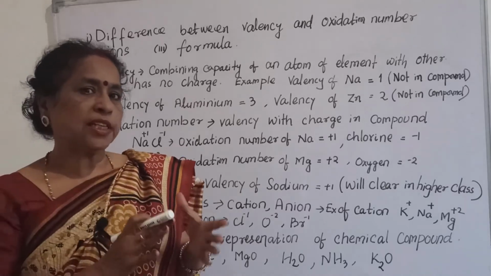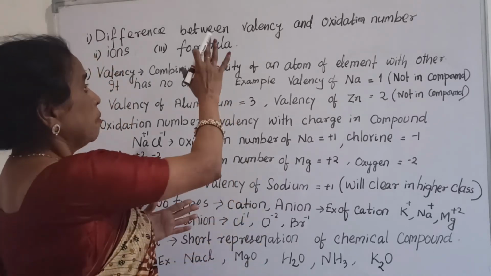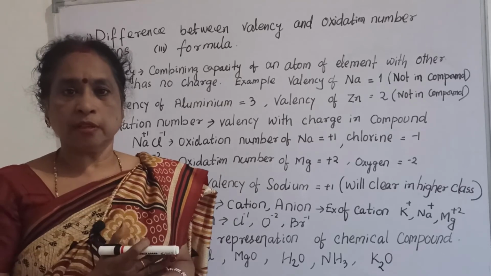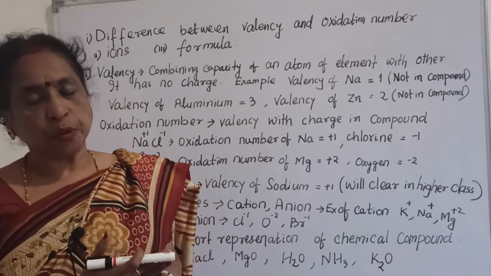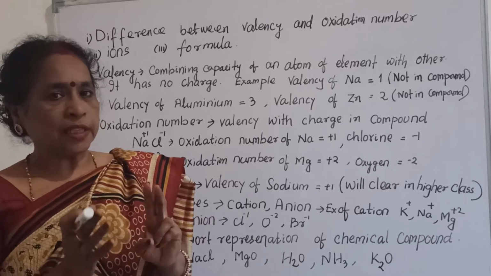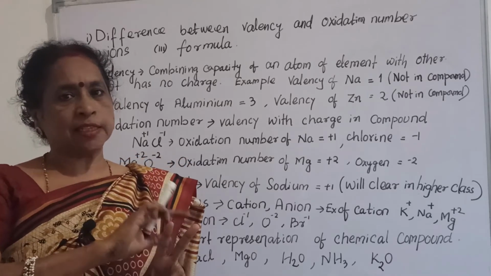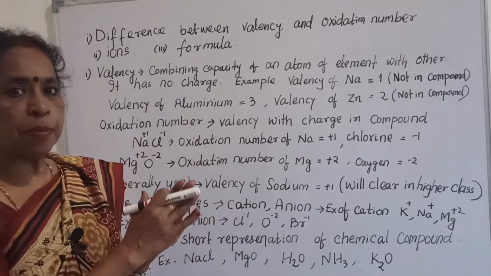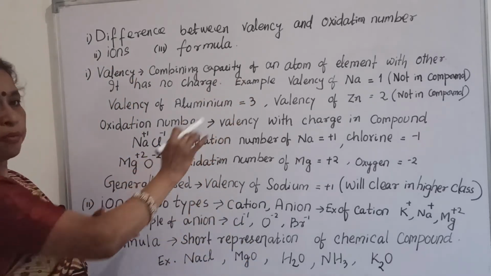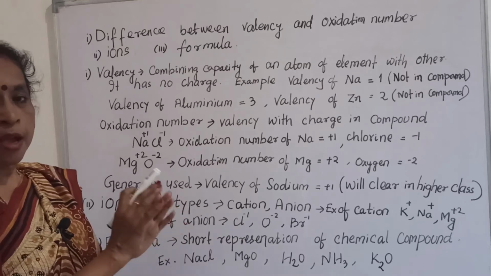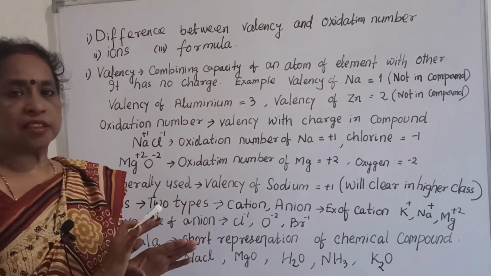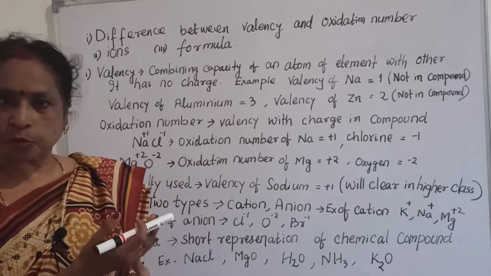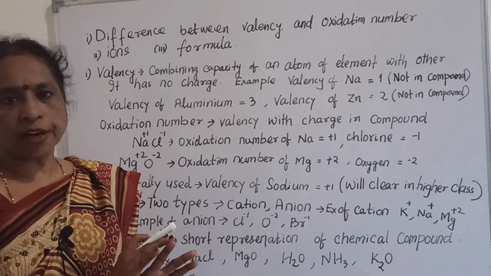Then we see the difference between valency and oxidation number. Oxidation number may be new to you, but what is the difference between valency and oxidation number? Valency means the combining capacity of an atom of an element with others. Actually it has no charge. We generally say that the valency of sodium is +1, but actually that is not correct.